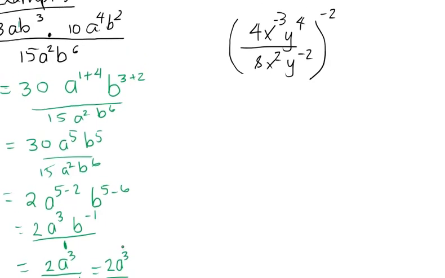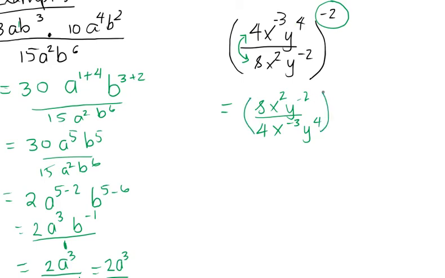The next example, 4x to the negative 3, y to the 4 divided by 8x squared, y to the negative 2. All of that is to the negative 2. Again, there are different ways to solve this question, but I would like first to get rid of the negative exponent here. And to get rid of the negative, I would have to find the reciprocal of the fraction. So I'm going to write the reciprocal of this fraction in order to switch the sign of the negative 2. So 8x squared y negative 2 divided by 4x to the negative 3 y to the power 4. So I did not change anything here. I just switched the numerator and the denominator.